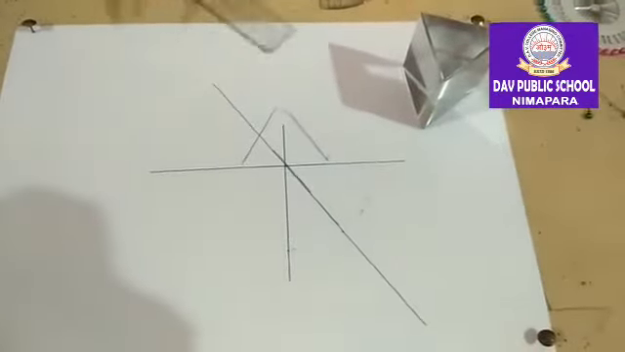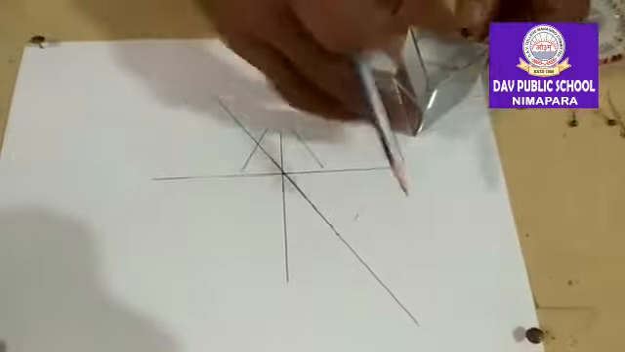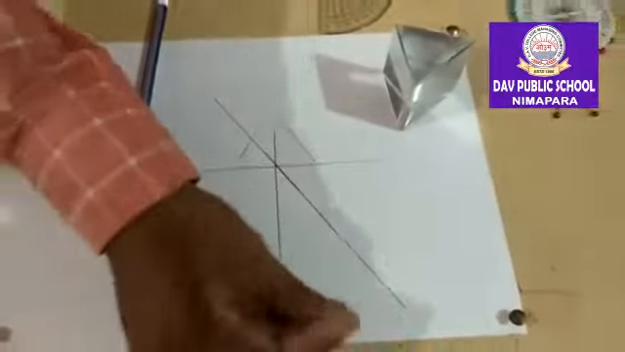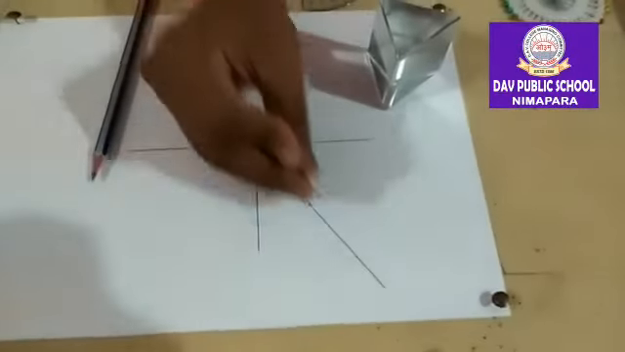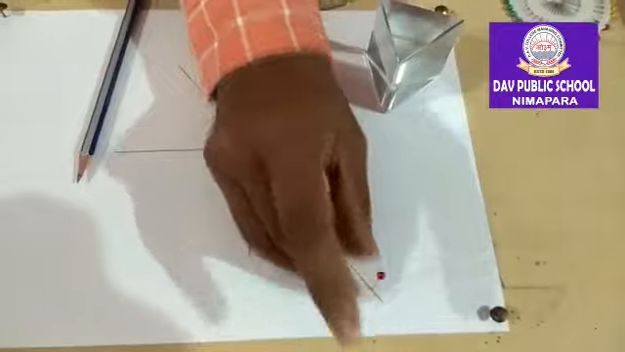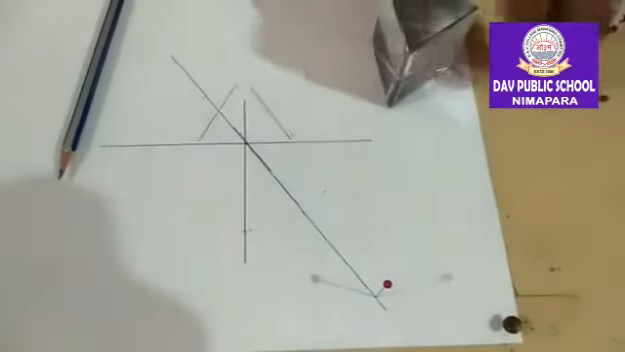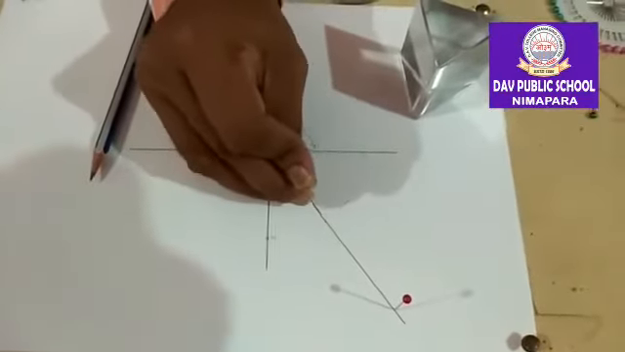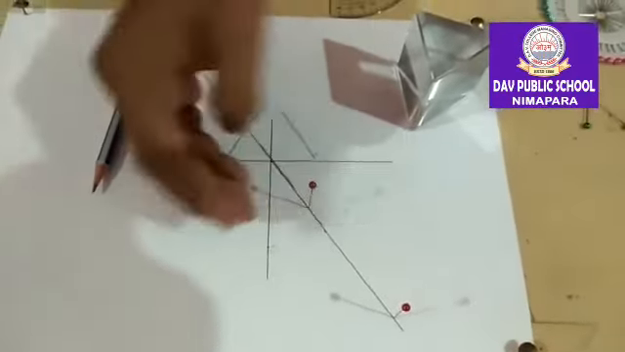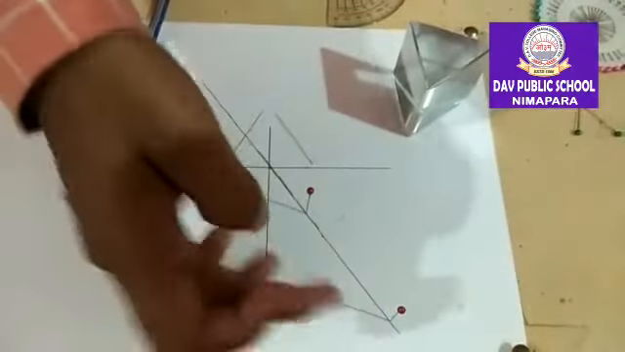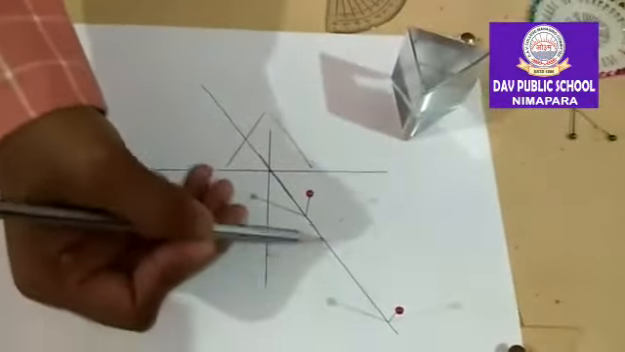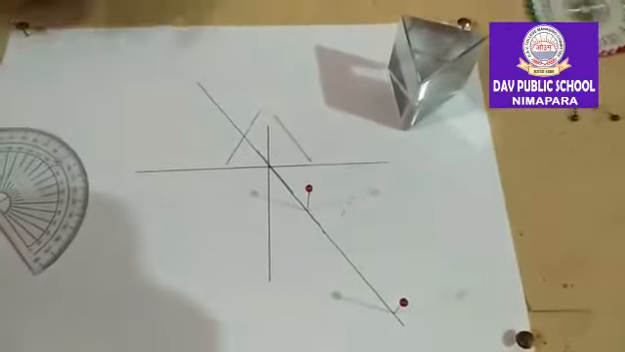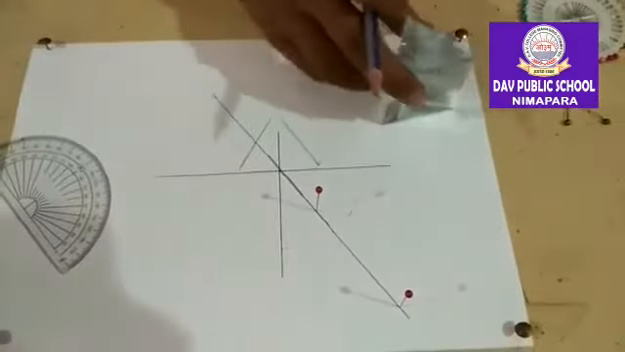Now, what do we have to do? We have to place two pins on the incident ray. Here I have fixed one pin. The pin should be perpendicular to the plane of the paper. Another I have fixed here. And the distance between the two pins should be a minimum of 5 cm. If the gap is more, then it will be observable nicely.